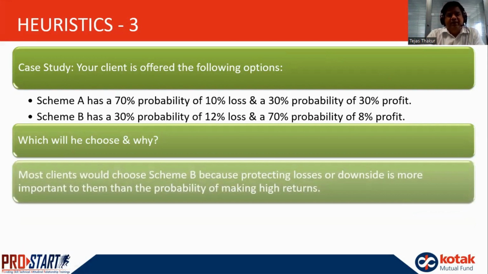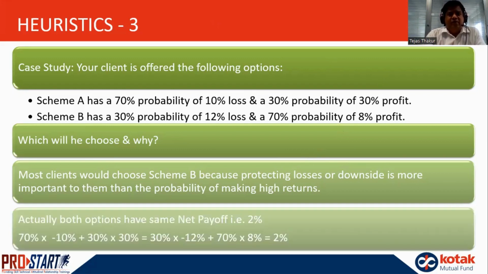Most clients would choose B because protecting against losses or downside is more important than getting profits. So I am okay with the 8% profit as long as there's only 30% probability of loss. I don't want to look at the 30% profit. I am not greedy, is what I will convince myself. Now, if you have to choose, not your clients, which answer will you choose, scheme A or scheme B?